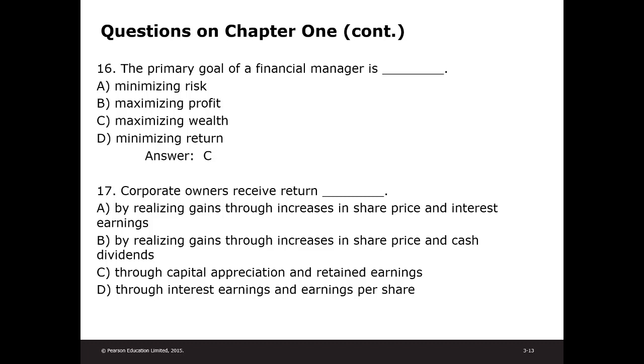Corporate owners receive return by realizing gains through increases in share price and interest earnings. This is wrong. Corporate owners do not receive interest earnings. B. Realizing gains through increases in share price and cash dividends. This is true. The main source of return for any owner in a corporation is through two things. The first one is increasing the share price, and the second one is the cash dividend. So the answer will be B.